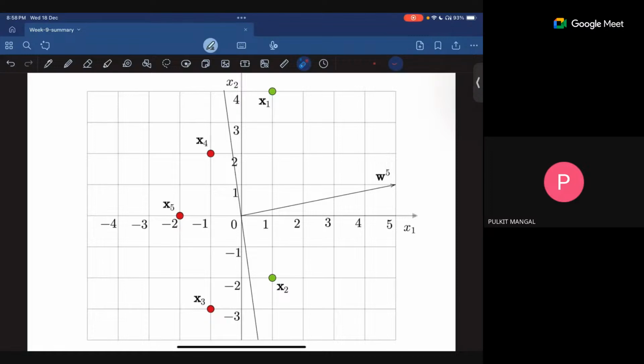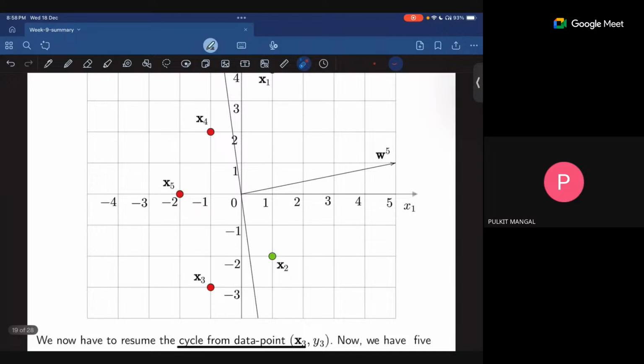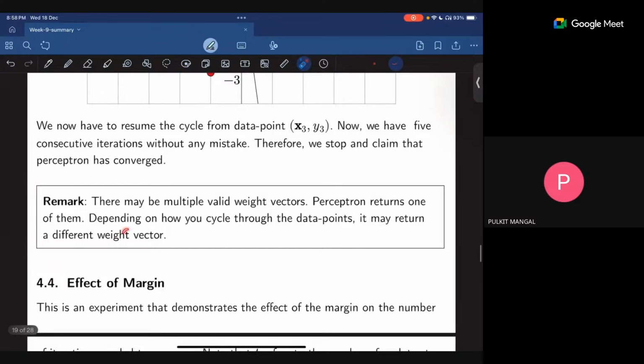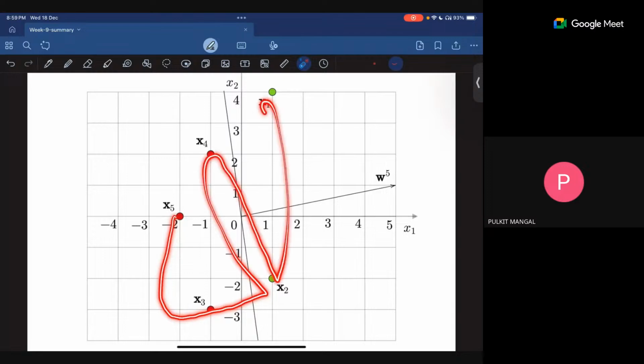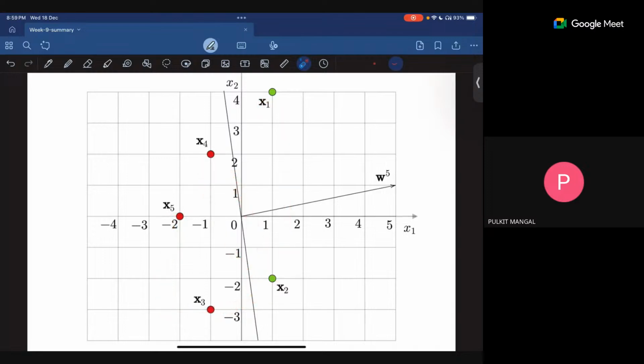But the first thing is that it is not necessary that the perceptron will output the optimal weight vector. Another thing is that it depends upon how you cycle through the data points. For this example, we are cycling in this order: x1, x2, x3, x4, x5. If I reverse my order, like x5, x3, x4, x2, then it might return a different weight vector. That weight vector will also classify all the points correctly, but it might be different from this one.